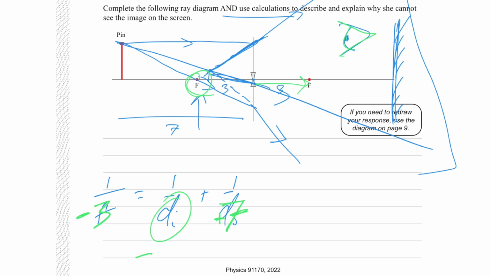You can't just throw a negative in front of it. You have to put the negatives and the positives correctly for the F value and the DO value, and then what will come out is DI equaling negative whatever it equals. Should be less than 3 if it's inside that 3.